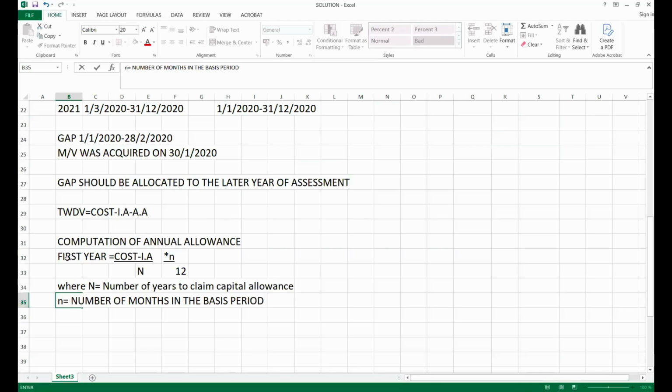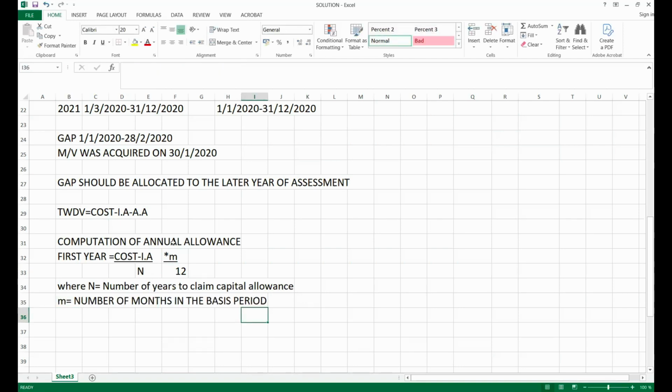So I want to change this n. Instead of putting this n now, I want to change this information to m, because I'm still going to use that n somewhere else. So that's what was used in the material, so that it's not going to confuse us. So let me use m. It's just a letter. So m is what? Number of months in the basis period.